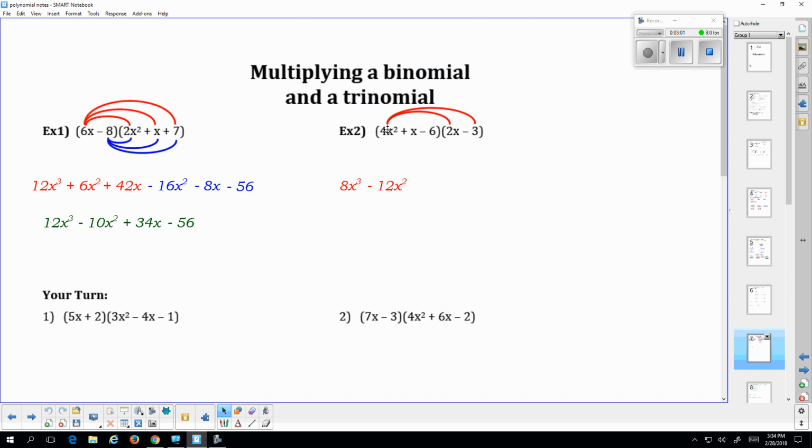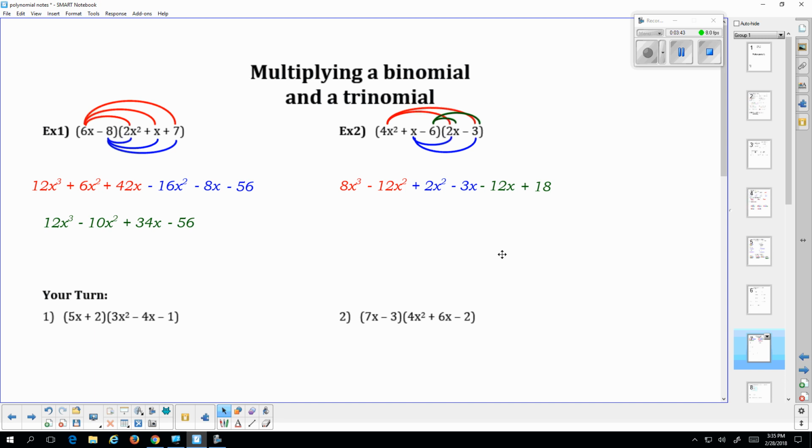So I'm done with the 4x squared. Now I've got to do the x. X times 2x is 2x squared, because it's 1 times 2. X times negative 3 is negative 3x. So I've done the 4x squared, I've done the x, now I've got to do the 6. And that's a negative 6, because it's a minus 6. So negative 6 times 2x is negative 6. Oh, that should be negative 12. Okay, so that's negative 12x. And then negative 6 times negative 3 gives me plus 18.